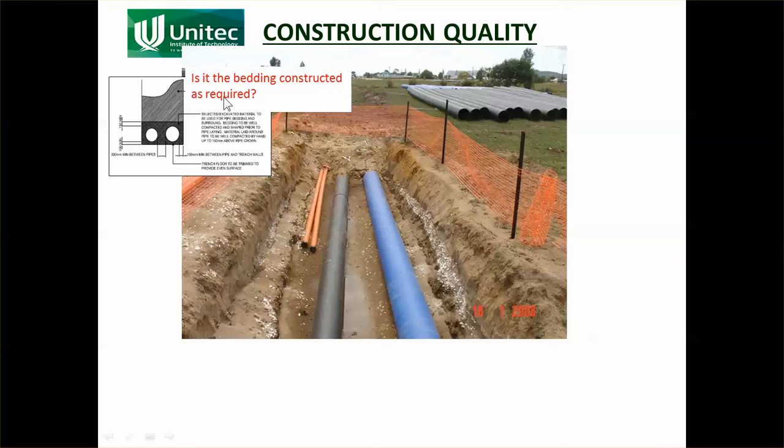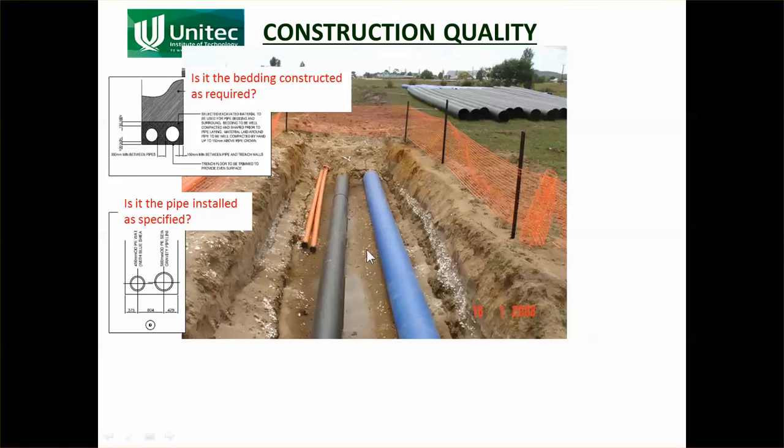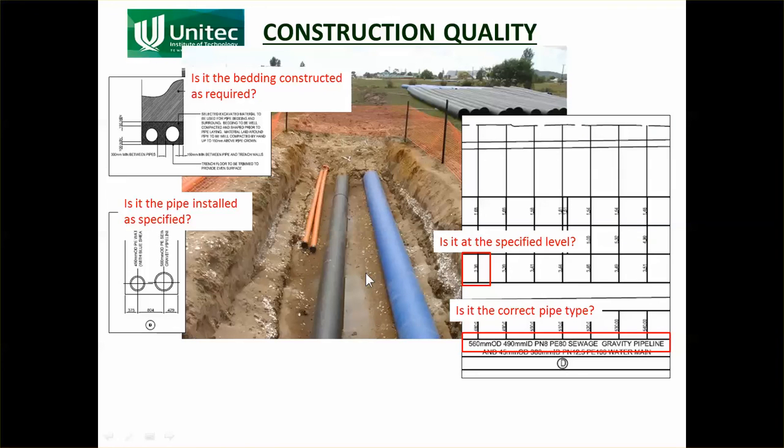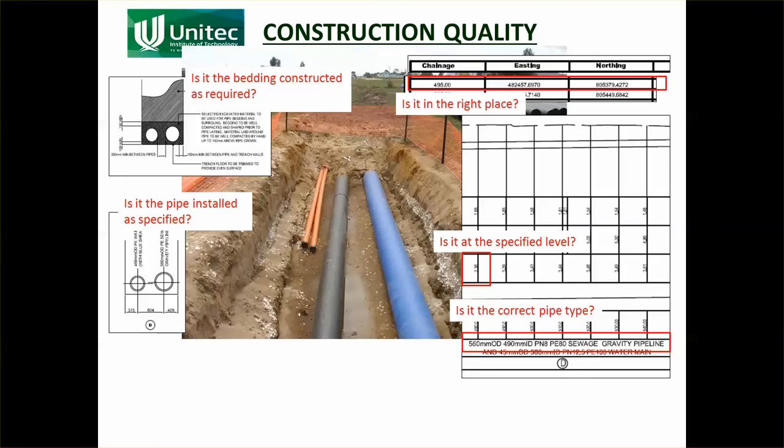So the contractor, the person that built it, would have looked at it and said, okay, have I got enough bedding underneath there? Are the pipes the correct spacing apart? He will also have said, is the pipe that's being installed as specified? I'd specified a 550 OD polyethylene pipe. Is that a 550 OD polyethylene pipe? He will have checked that. That's another thing he needed to do to make sure that he was doing it right. Is it at the specified level? Is it the correct pipe type? Is it in the right place?